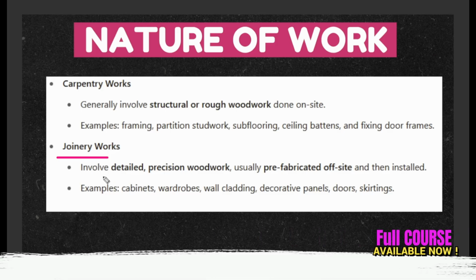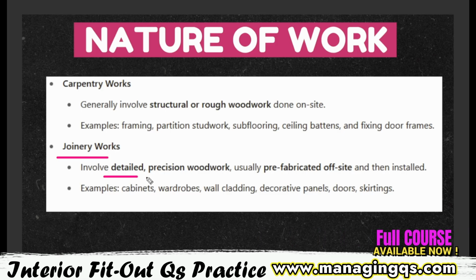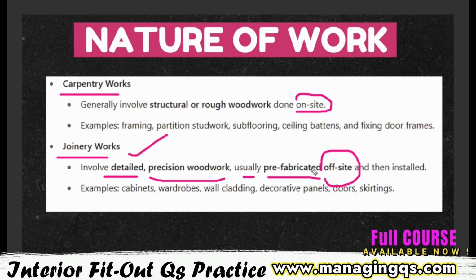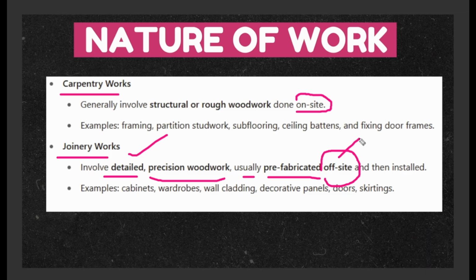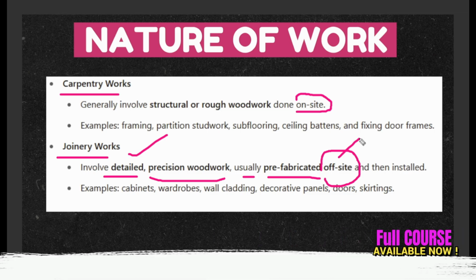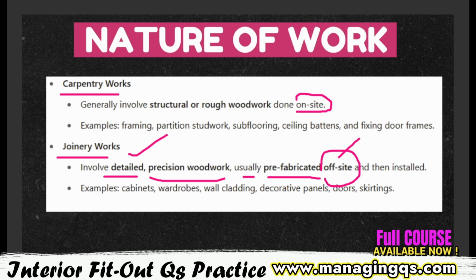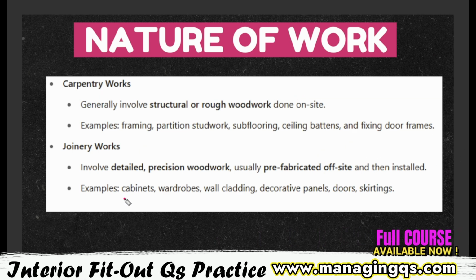Joinery work means detailed and precision woodwork, usually prefabricated off-site. That is another very important key point. Carpentry work is done on-site, but most joinery work happens off-site. Off-site means warehouses or other factories. And you can see the examples: cabinets, wardrobes, wall cladding, and decorative panels. These are very detailed and precision woodwork.